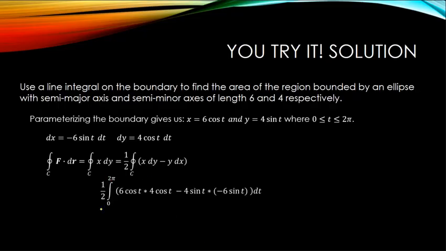This gives me 1/2 times an ordinary line integral from 0 to 2 pi of the quantity 6 cosine t times 4 cosine t minus 4 sine t times negative 6 sine t dt. This is equal to 12 times the integral from 0 to 2 pi dt, which is equal to 12t evaluated from 0 to 2 pi, or 24 pi, and that's the area of my region. This is working with the circulation form of Green's theorem.